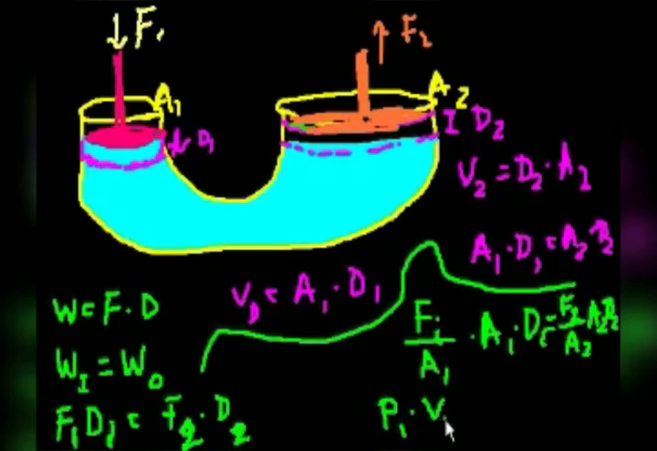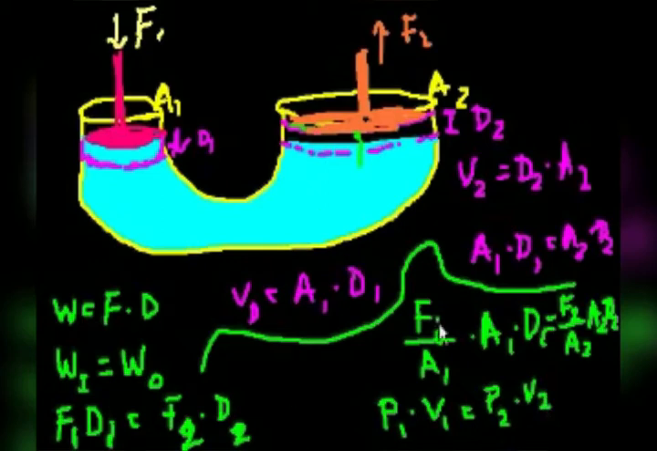Pressure times V1 is equal to the output pressure, right? Force 2 divided by area 2, right? That's the output pressure that the water is exerting on this piston. So that's the output pressure, P2. And what's area 2 times D2? So this area, the cross-sectional area, times the height at which how much the water is being displaced upward, that is equal to volume 2, right?